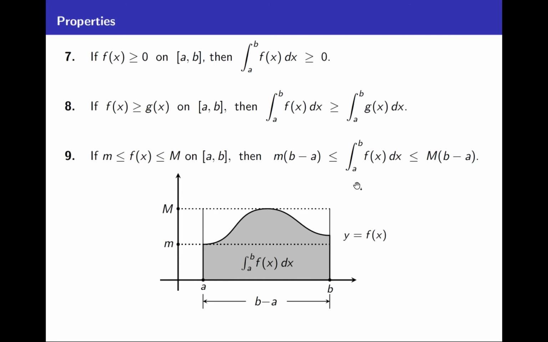On the other hand, think about the expression big M times b minus a. Well, that's height times base of this big rectangle that totally contains that shaded area that's equal to the integral from a to b of f of x dx. And so that would say that height times base, big M times b minus a, is greater than or equal to this definite integral. So there you have it. These are some properties of the definite integral.